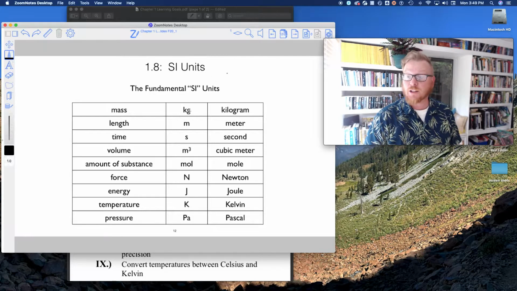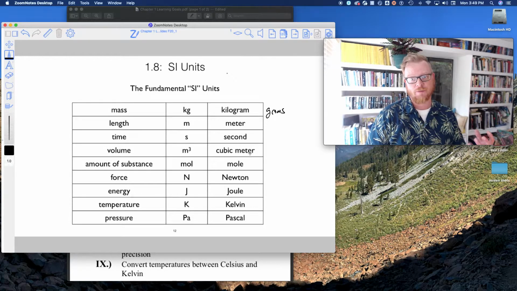Mass, the kilogram is preferred. The kilogram is considered SI, okay? Although in this class, we will use grams quite a bit because in chemistry, you rarely ever have a full kilogram of something.